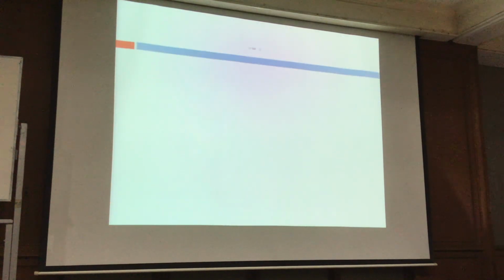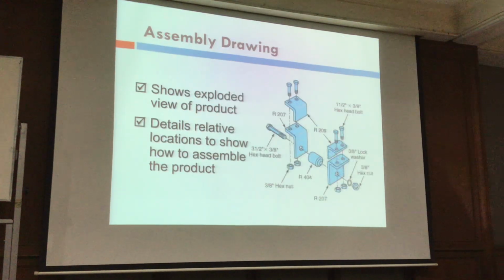This is an assembly drawing, right? It shows how you can assemble the product, showing the detail. Just like when you buy something from IKEA or from the shopping mall, but you need to assemble it yourself, right? It shows you the detail of assembling the product. So it's called an assembly drawing.